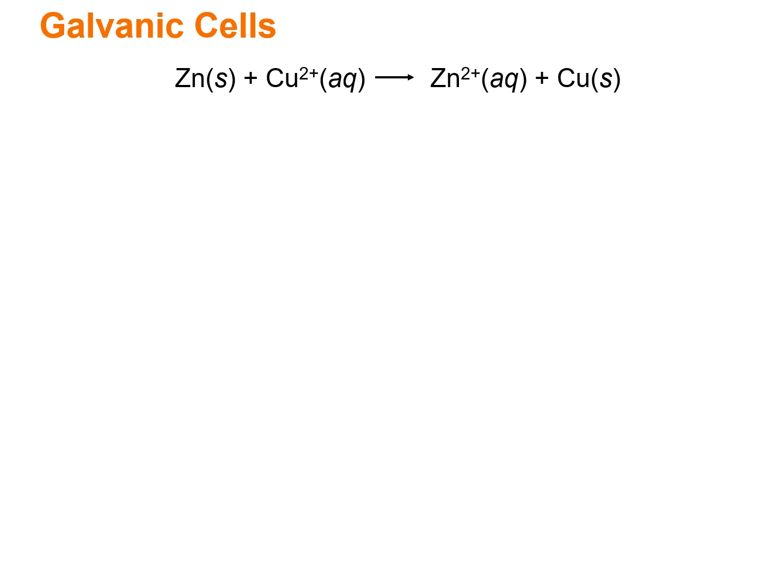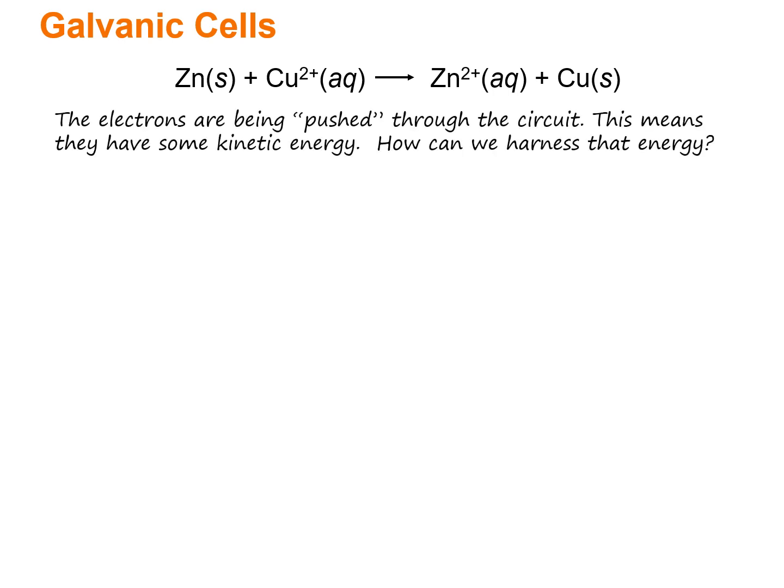So let's look at the same reaction we've been looking at and see how we can arrange things so that we can extract some energy from this reaction. If we set it up correctly, we can make sure that these electrons that are going to be pushed through the circuit, which have some energy, are going to have to lose some of their energy to our circuit here. So we could have maybe a light bulb or something that's powered by the energy of those electrons moving in the spontaneous direction for this reaction. This is the effect of a galvanic cell.